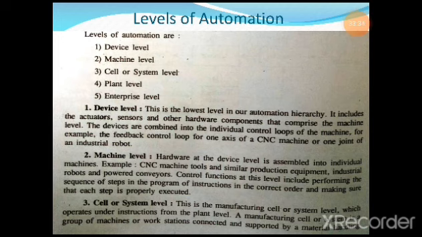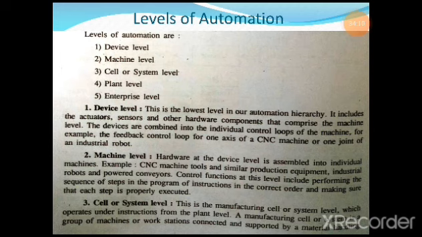As you can see very clearly, the device level is considered the lowest level of the automation system. Try to understand: the device level is the lowest level, whereas the enterprise level is the highest level of the automation system, and the cell or system level stands midway. It is neither the device level nor the enterprise level; it stands midway from the device level to the enterprise level.